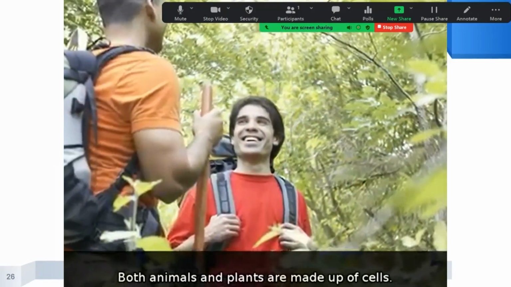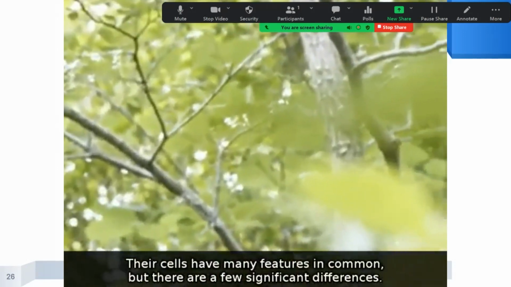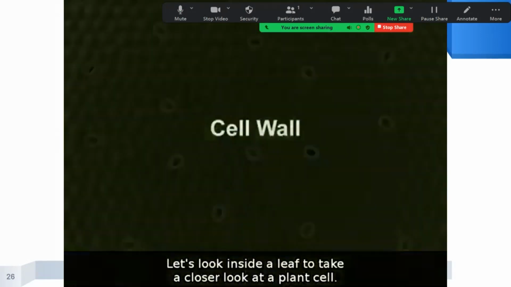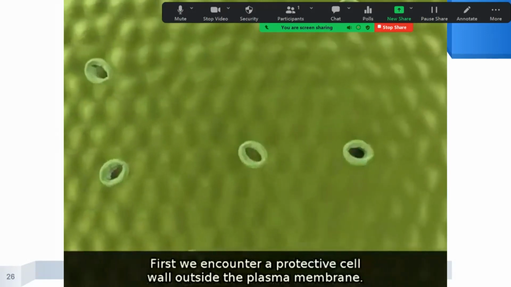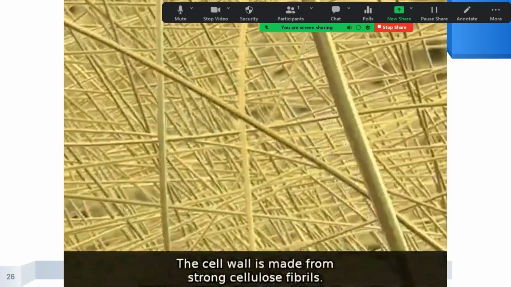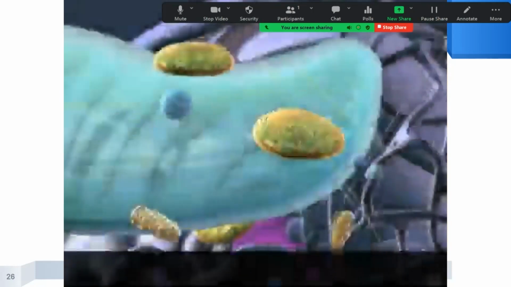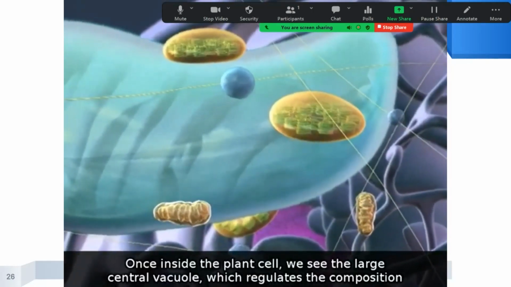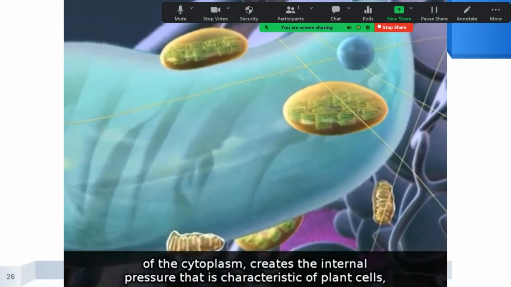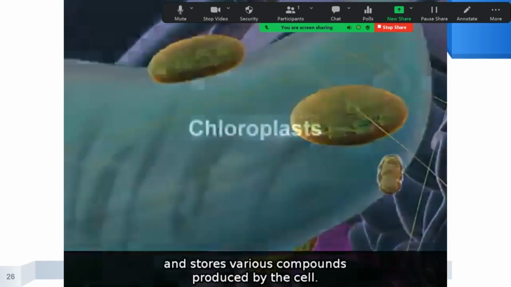Both animals and plants are made up of cells. Their cells have many features in common, but there are a few significant differences. Let's look inside a leaf to take a closer look at a plant cell. First, we encounter a protective cell wall outside the plasma membrane. The cell wall is made from strong cellulose fibrils. Once inside the plant cell, we see the large central vacuole, which regulates the composition of the cytoplasm, creates the internal pressure that is characteristic of plant cells, and stores various compounds produced by the cell.